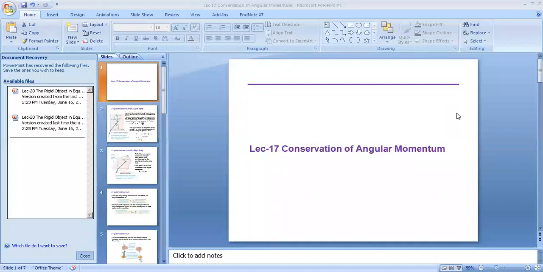Bismillahirrahmanirrahim. This is our 17th lecture of Mechanics 2. Here we will discuss the conservation of angular momentum.